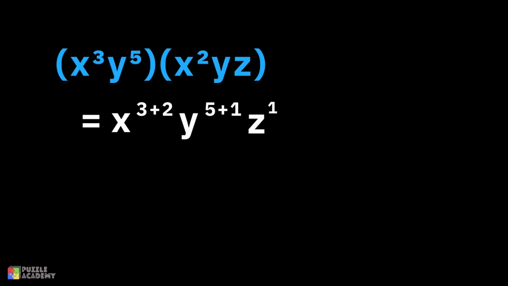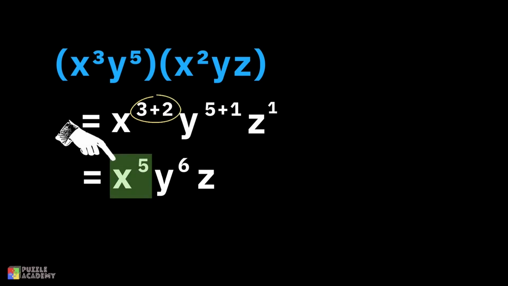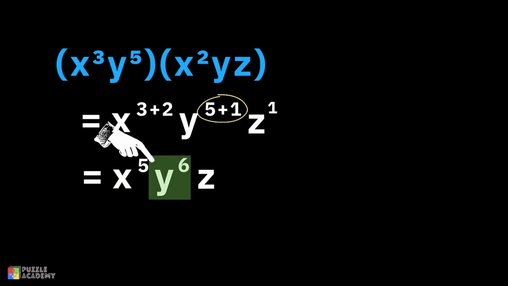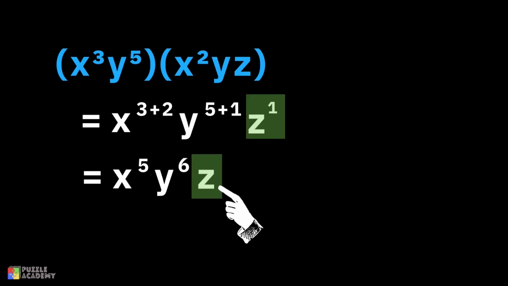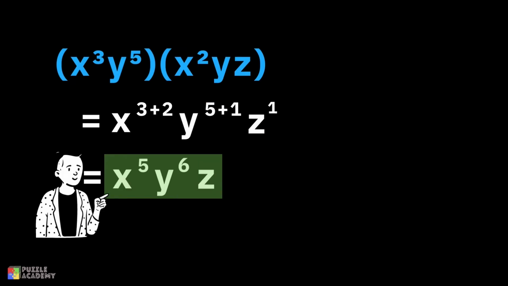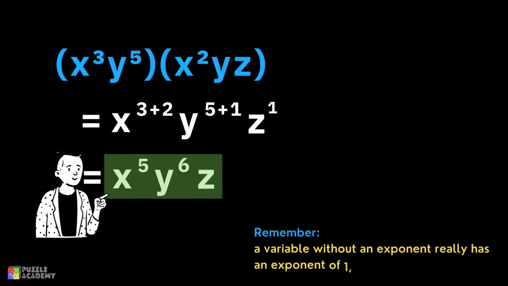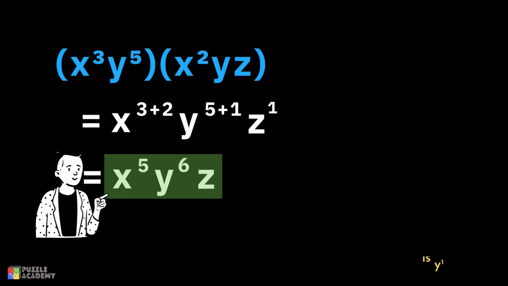And now, when we simplify the exponents, we have x raised to 3 plus 2, that is x raised to 5. Then y raised to 5 plus 1, that is y raised to 6. And the z will remain. Let us remember that a variable without an exponent really has an exponent of 1. For example, y is y raised to 1.